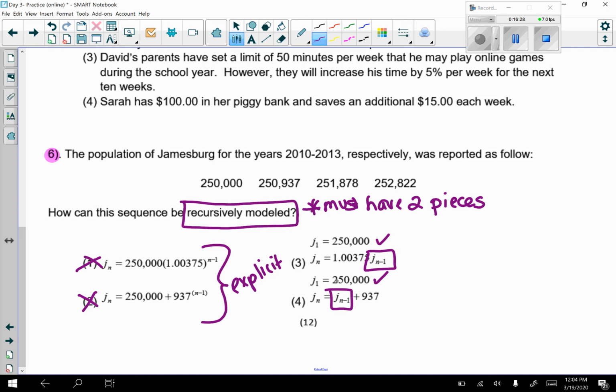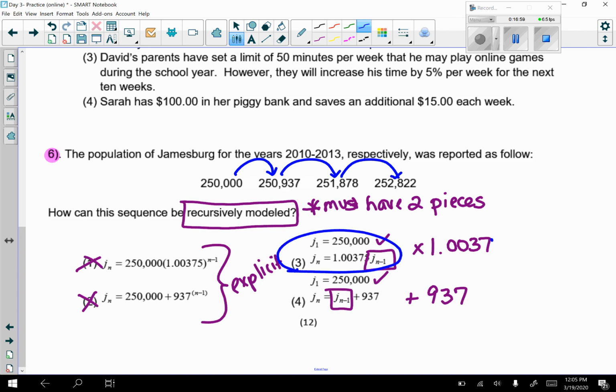So now the question is, am I multiplying by 1.00375, or am I adding 937 each time? So pause the video, take a minute, see if you can figure out what's happening between terms. So hopefully you chose answer choice 3. And actually I forgot a 5 here. We are multiplying every time.